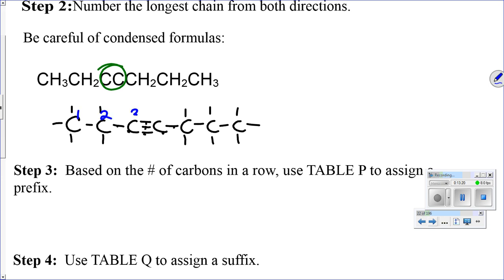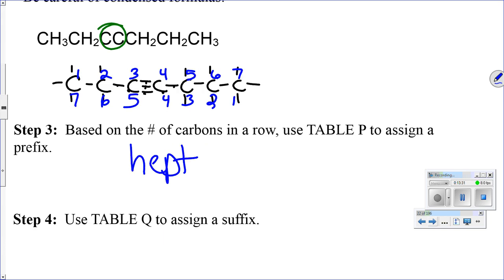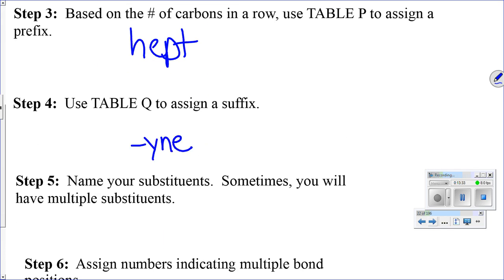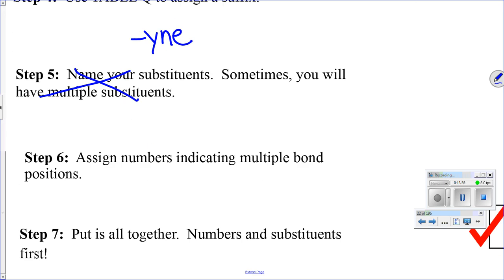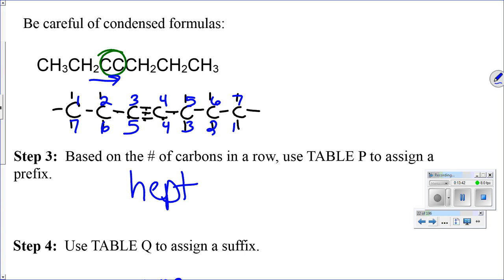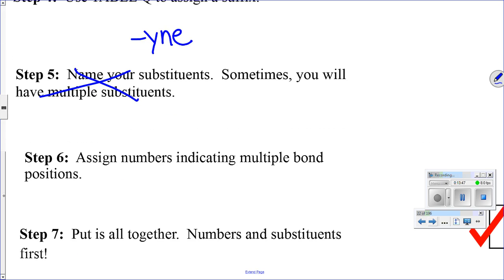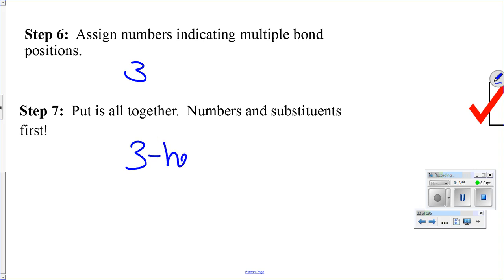So if I number 1, 2, 3, 4, 5, 6, 7, I know I'm going to call this hept. My triple bond gives me an ending of -yne. I don't have any substituents here. Now I'm going to go ahead and assign a number. So if I were to go in this direction, my triple bond starts at 3. If I go in this direction, it starts at 4. So my triple bond is going to be at position number 3. So this molecule is going to be called 3-heptyne.